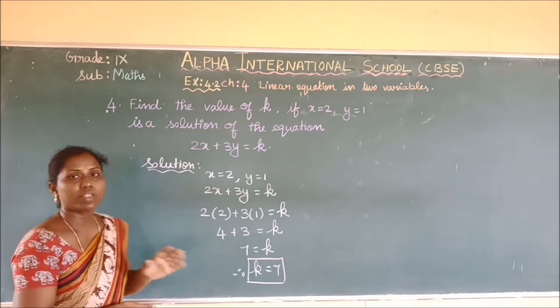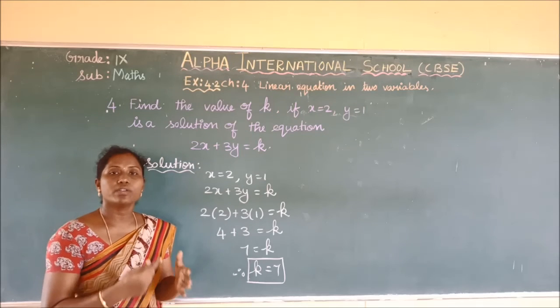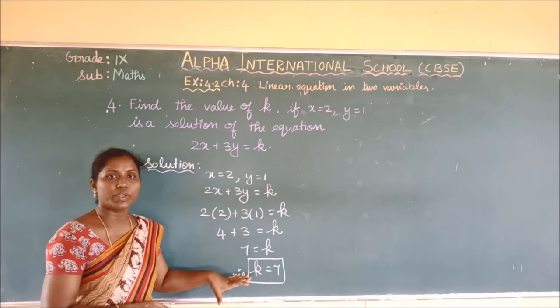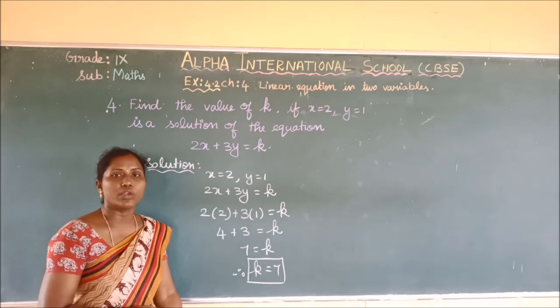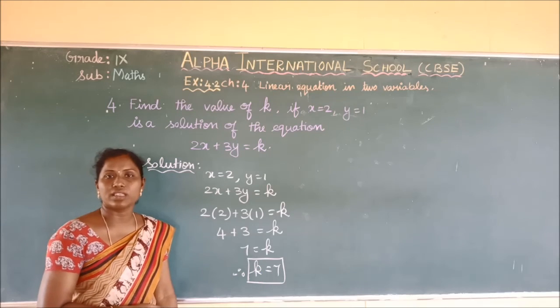So whenever you have an equation with given solutions for x and y, and you want to find an unknown value, just substitute the values of x and y in the given equation, solve, and find the value of the unknown variable.